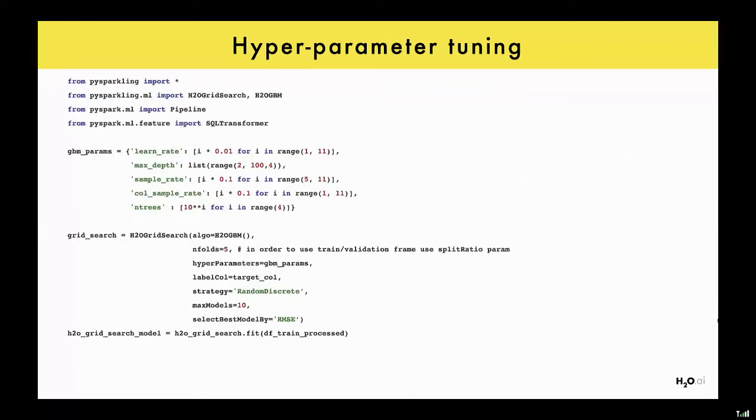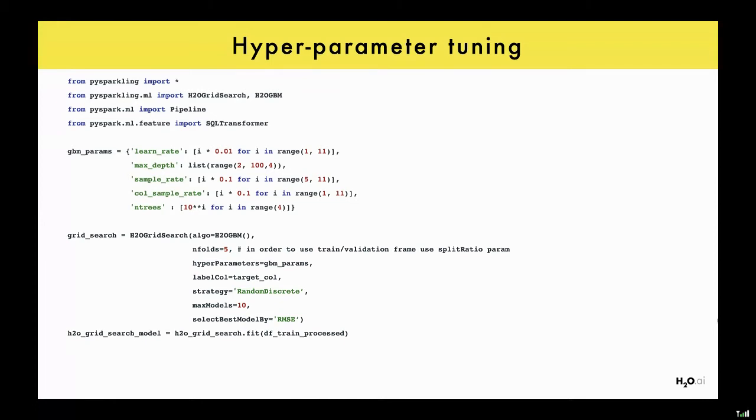How does it look in the code? We can see that I have a few imports here. I'm specifying the hyperparameters, which are called GBM params. And below, at the end of the slide, I can see the H2OGridSearch stage. I'll be doing GridSearch on the algorithm H2OGBM.